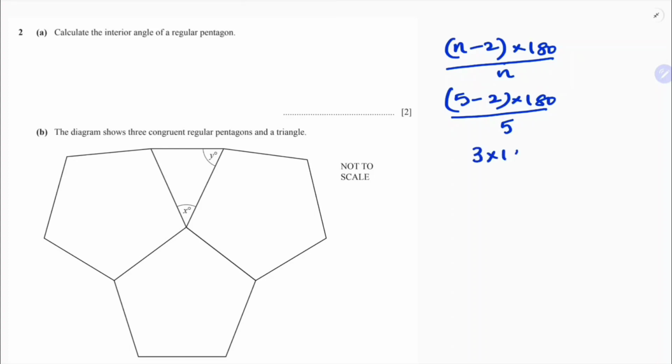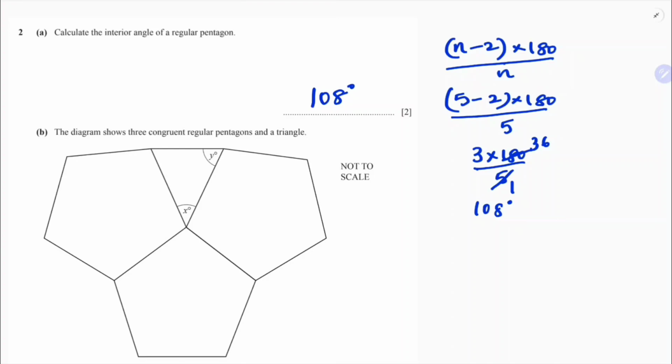So 3 into 180 by 5. 5 times 36 is 180, so 36 into 3 is 108. So each interior angle is 108 degrees.